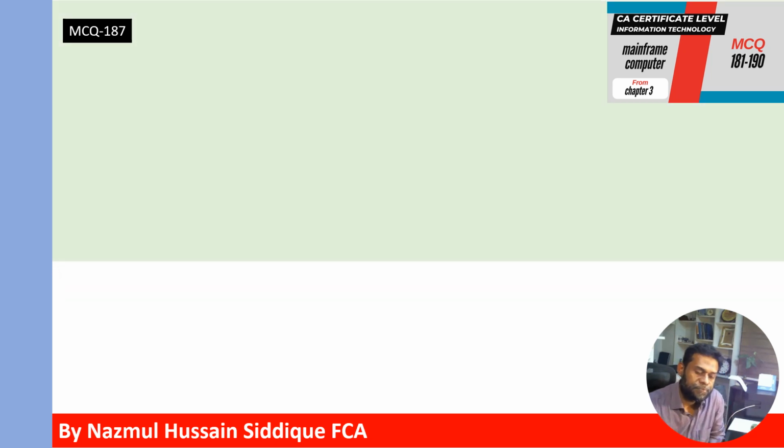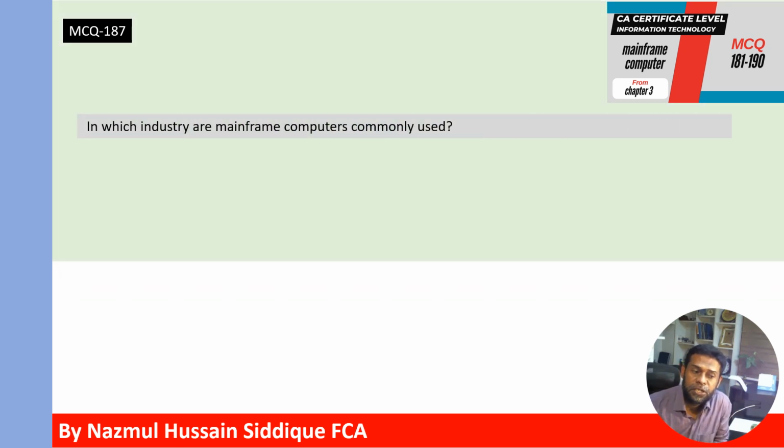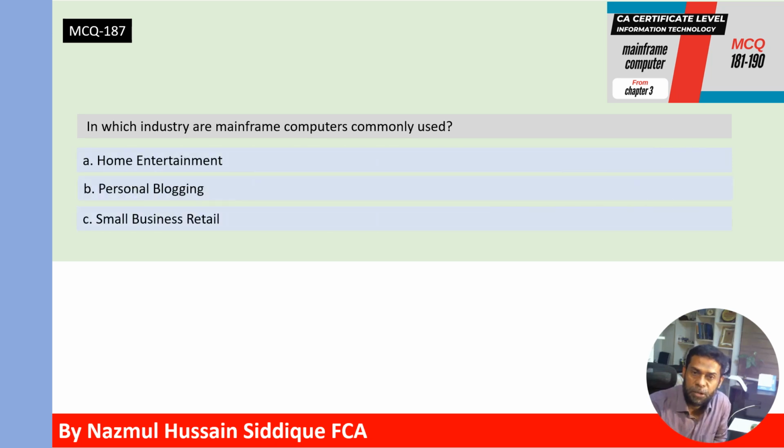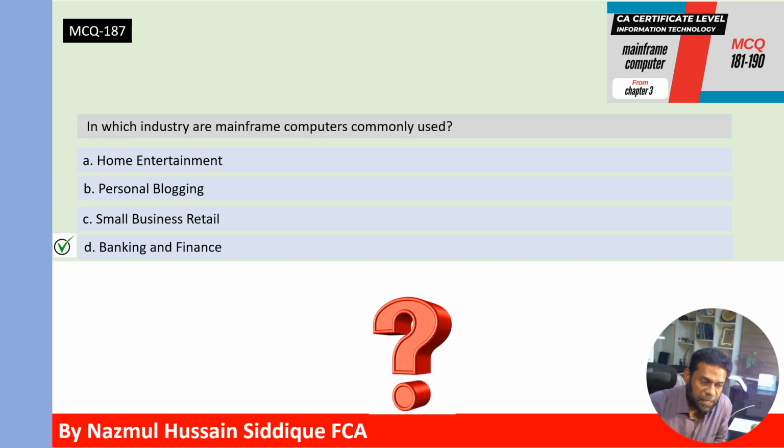Next question. In which industry are mainframe computers commonly used? Option A, home entertainment. Option B, personal blogging. Option C, small business retail. Option D, banking and finance. In which industry are mainframe computers commonly used? The correct answer is banking and finance. In banking and finance, mainframe computers are commonly used.